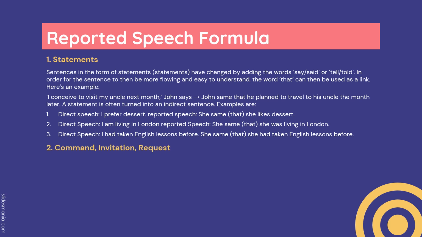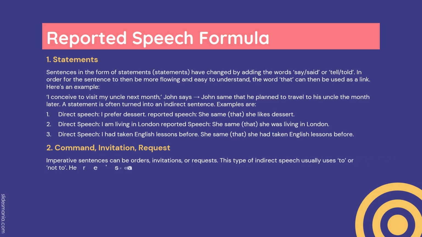Number 2. Command, invitation, request. Imperative sentences can be orders, invitations, or requests. This type of indirect speech usually uses to, or not to. Here's an example.